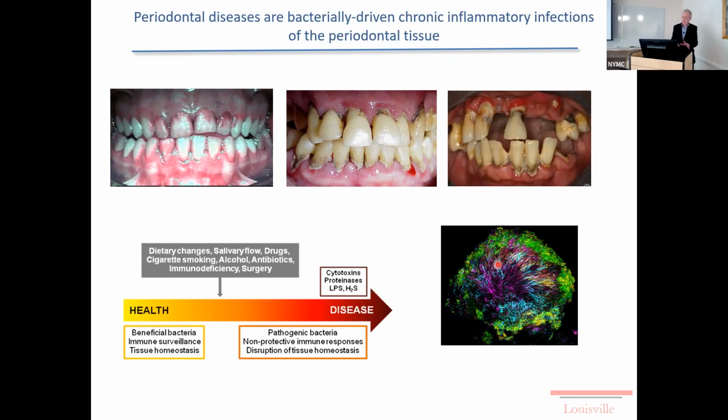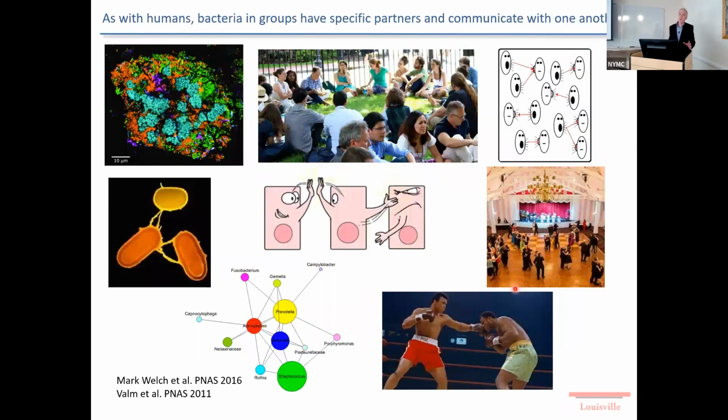Before I go on to talk about what we're doing with regard to the properties of these structures, I want to step back for a second and go through a couple of the premises that underlie the basic research that goes on in my lab. So the first premise is that bacteria, like humans, like to be in groups, and they like to have specific partners. They like to be next to particular organisms, and that's usually driven by physiological compatibility. They like to communicate with each other.